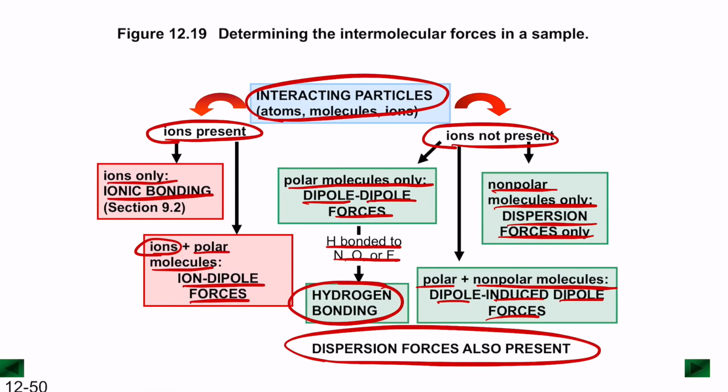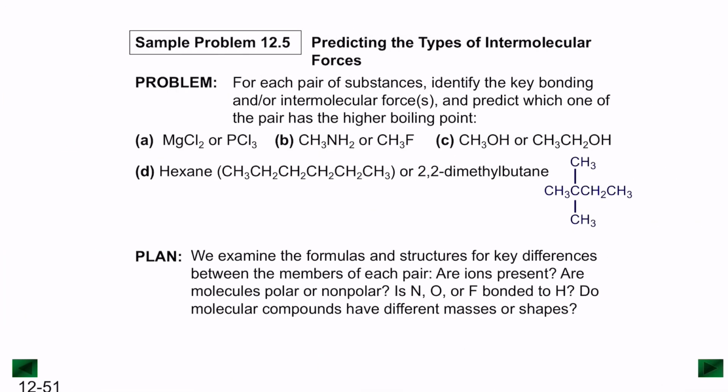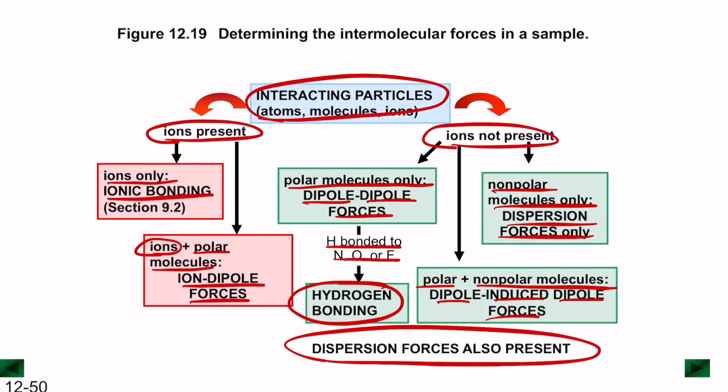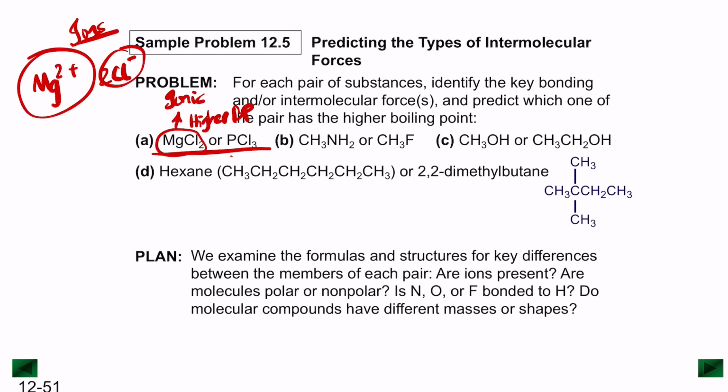Use these principles now, so pause the video right here and try to determine the types of intermolecular forces in each of them. Let me do the first one. You have MgCl2 or PCl3. Which has the higher boiling point? The higher the intermolecular force, the higher the boiling point. Notice that MgCl2 is Mg2+ and 2 Cl-. So this is an ionic compound. These are ions, which means this is ionic bonding, so this has a higher boiling point.